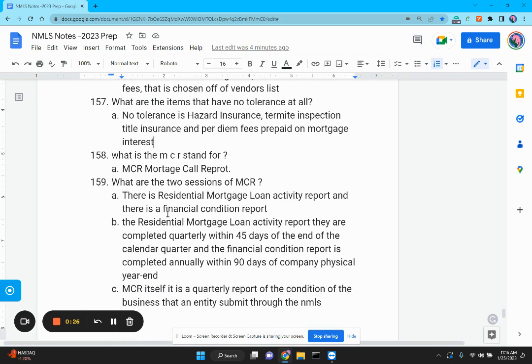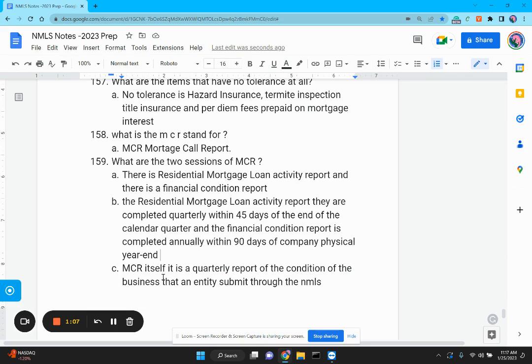Next question. What does MCR stand for? MCR stands for the Mortgage Call Report. What are the two sections of the MCR? There are two sections: one is the Residential Mortgage Loan Activity report, and the other is called the Financial Condition report. The Residential Mortgage Loan Activity report is completed quarterly, within 45 days of the end of the calendar quarter, and the Financial Condition report is completed annually, within 90 days of the company's fiscal year end. MCR itself is a quarterly report of the condition of the business that an entity submits through NMLS.